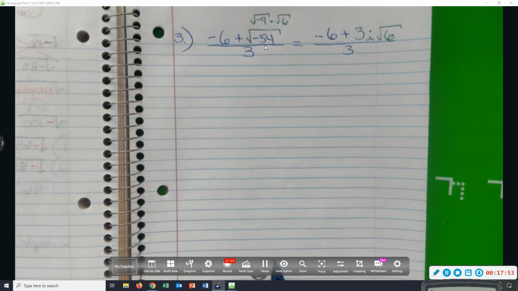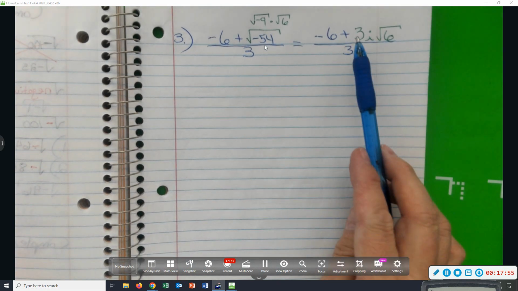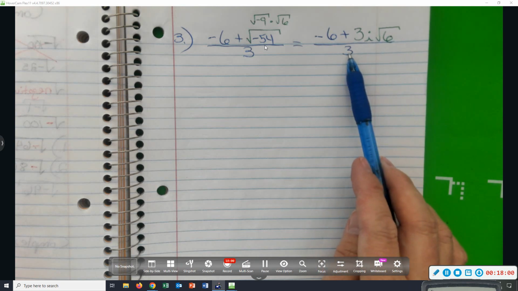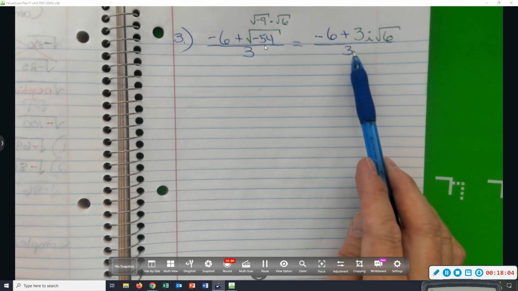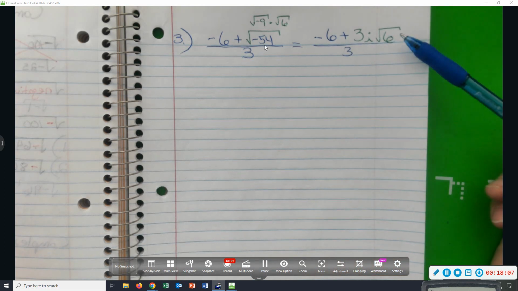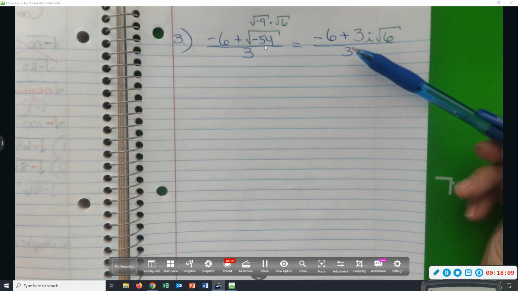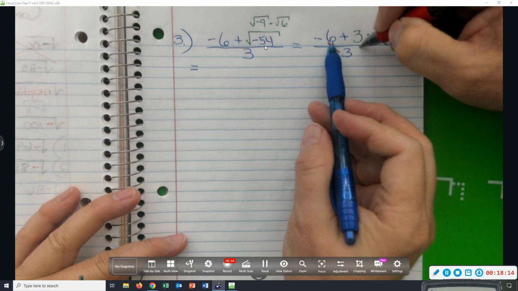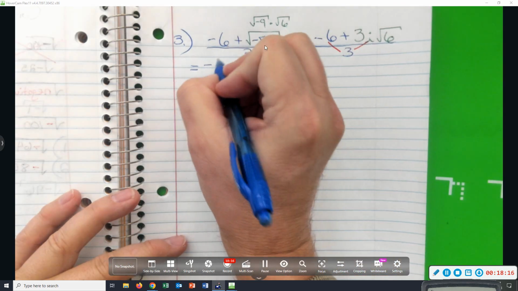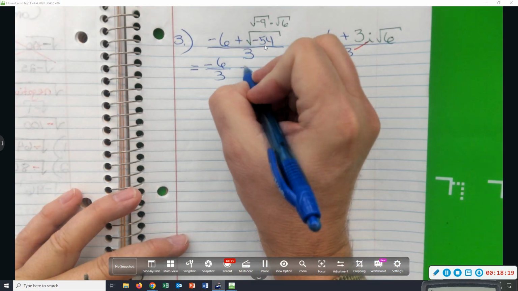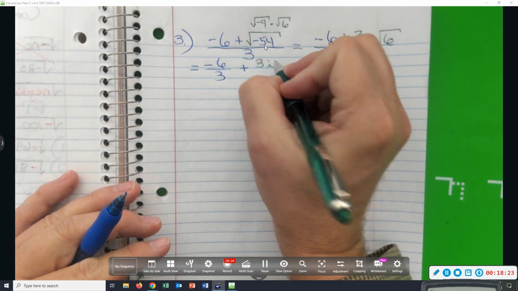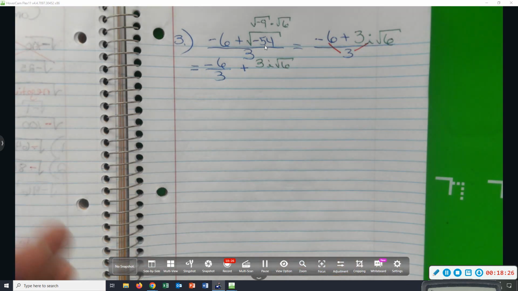Now, if we have a sum or difference, if we have a complex number divided by an integer, the method I'll use to simplify, you can't just start canceling here. What you can do is you can split up. -6 divided by 3 plus 3i square roots of 6 divided by 3.